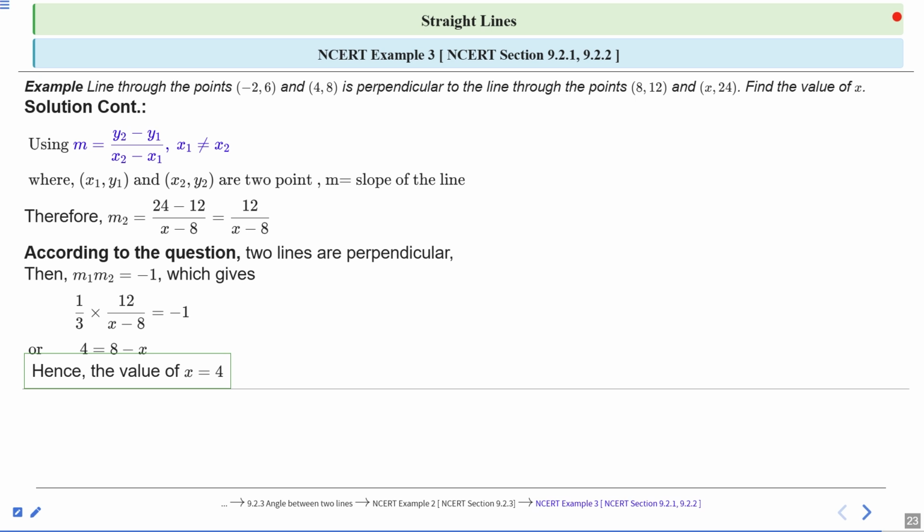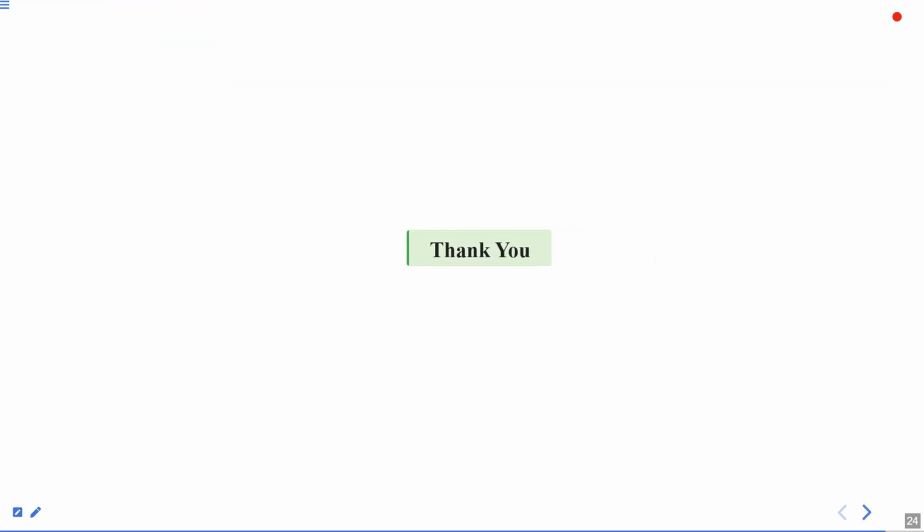So if the line through the points (-2, 6) and (4, 8) is perpendicular to the line through the points (8, 12) and (x, 24), then the value of x is 4. This is the final answer for this example. Clear? I think this example is clear to all of you. So that's all for today's lecture.